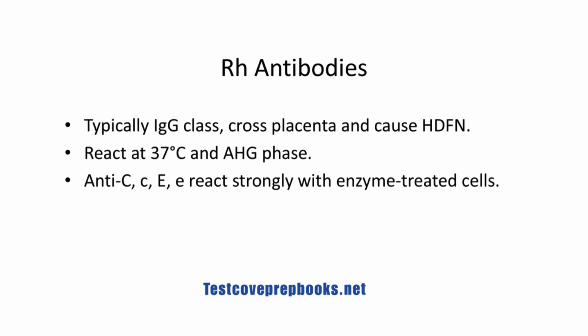Rh antibodies. Antibodies directed against Rh antigens are typically of the IgG class, which are clinically significant due to their ability to cross the placenta and cause hemolytic disease of the fetus and newborn. These antibodies may agglutinate red blood cells at body temperature, which is approximately 37 degrees Celsius, and also during testing with anti-human globulin, AHG. Certain Rh antibodies, specifically anti-C, anti-E, and anti-e, tend to react more strongly when the red cells have been treated with enzymes, which enhances antigen exposure and improves detection.